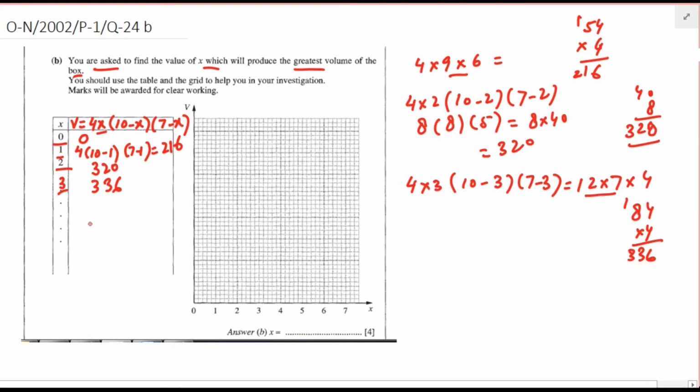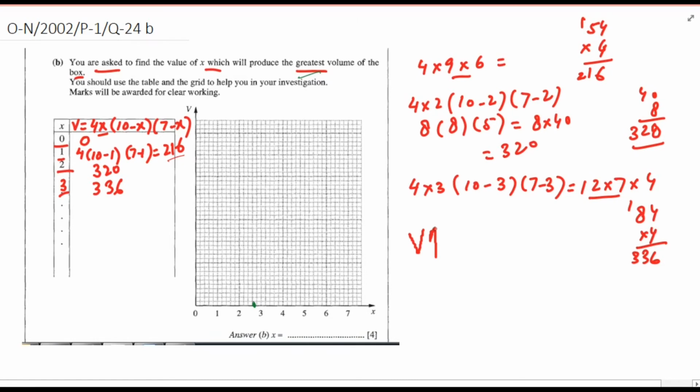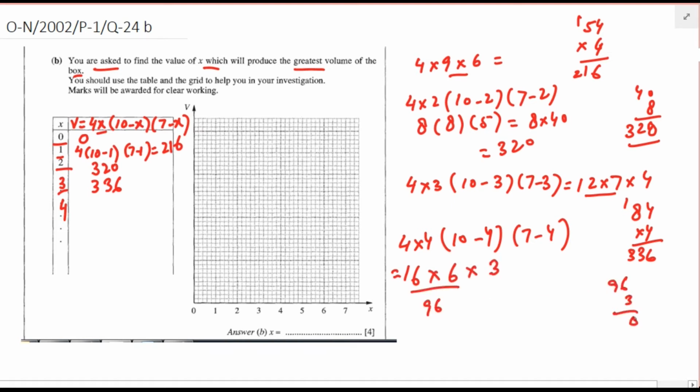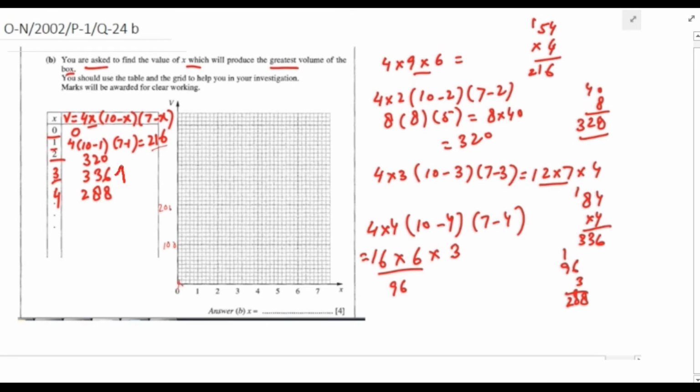We proceed until the value of V goes up and then goes down to find the peak value. So for x is equal to 4, we have 4 multiplied by 4(10 minus 4)(7 minus 4). This is equal to 16 multiplied by 6, which is 96, multiplied by 3 we get 288. So V is equal to 288. So the value goes up and then goes down.